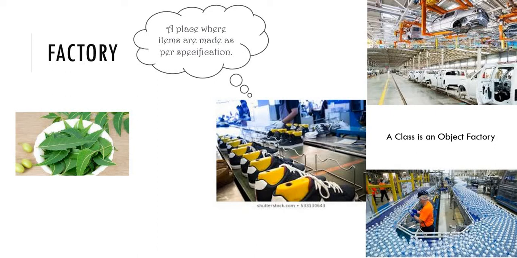Now you see the bottles. If you look at the bottles, all the bottles are being produced. The making is done as per the specification. That makes all these objects of class bottle. So hence I can say the class is an object factory, because the class is the specification and the objects follow the specification and make that specification come true.